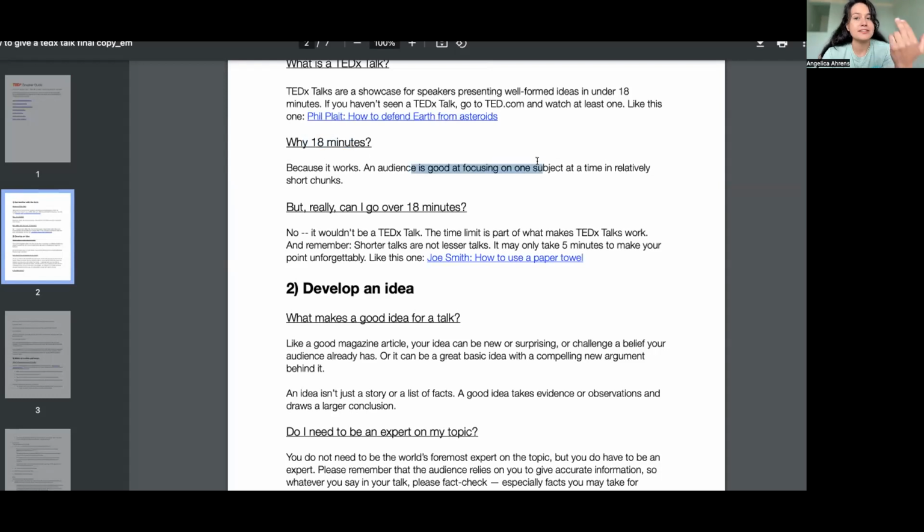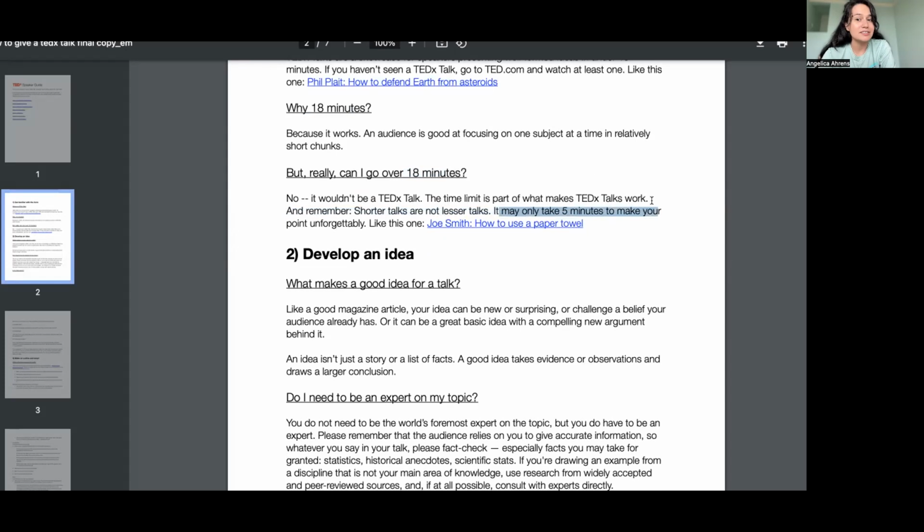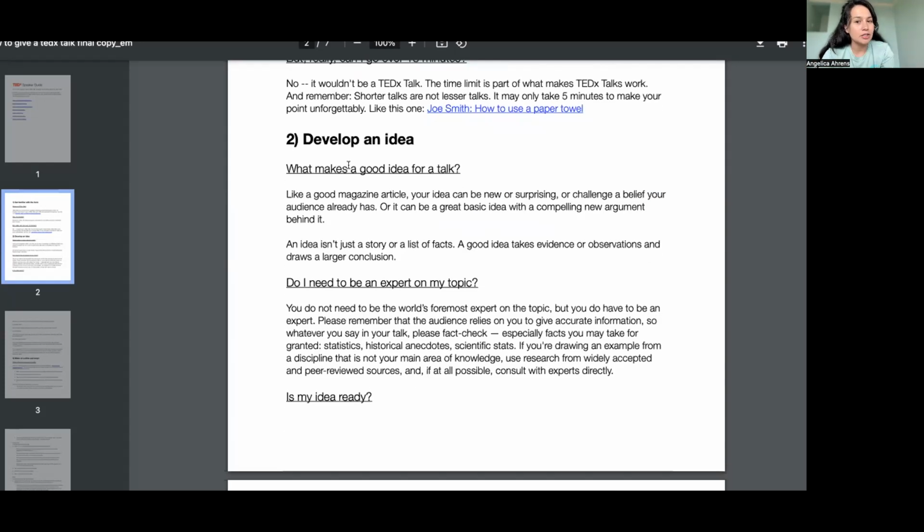Again, there are time constraints. So we want short chunks because an audience is good at focusing on one subject at a time in short bursts. Again, instead of 18 minutes, it should be no less than 3, no more than 5. If it's more than 5, I'm sorry, we're not going to watch beyond 5 minutes. And in part, it's because they've stated here, it may only take 5 minutes to make your point unforgettably. Develop a good idea. So again, hopefully the scaffolding of that reflection, that short written assignment where you justified your topic, helped you to tackle this already.